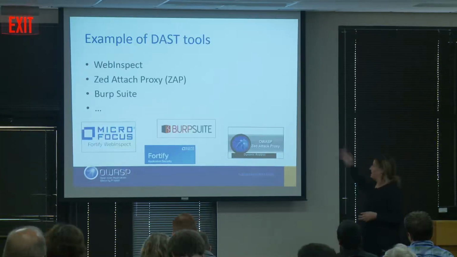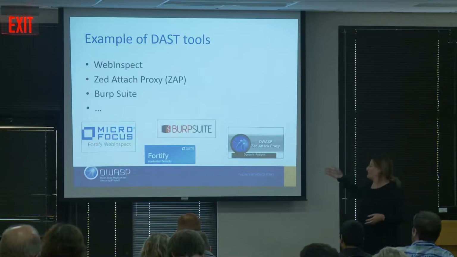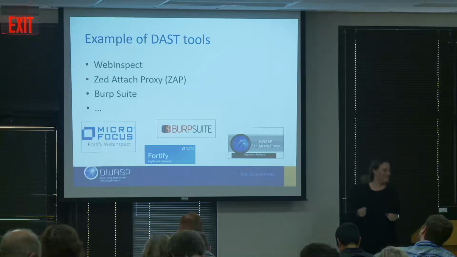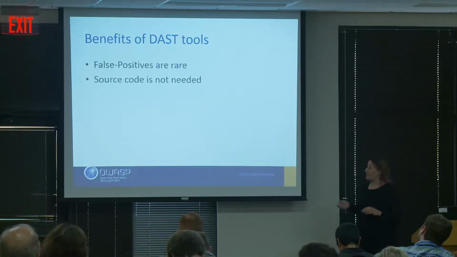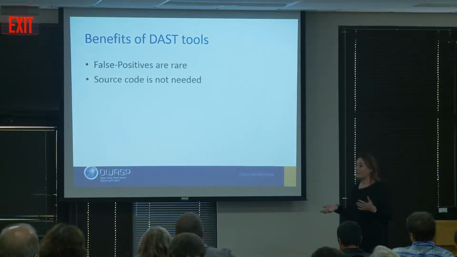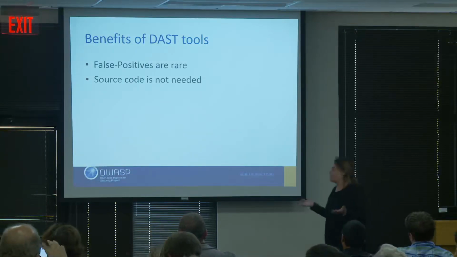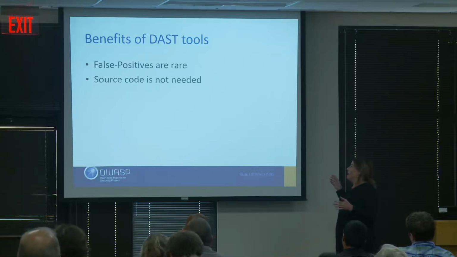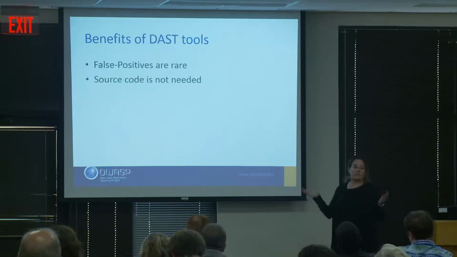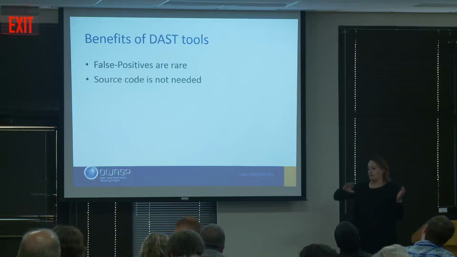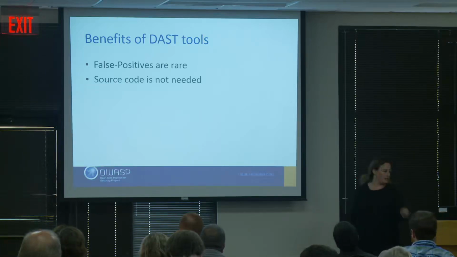So again, some of the DAST tools available, there's a lot more. Not supporting any, not against any. So what are the benefits of DAST tools? False positives are rare, because if it does find an error, usually it's there, there's a problem. I'll talk about when you can have false positives in the next slide. And source code is not needed. You can run it on a totally different application. It's very easy to have someone who is not programming just run it on a different application.